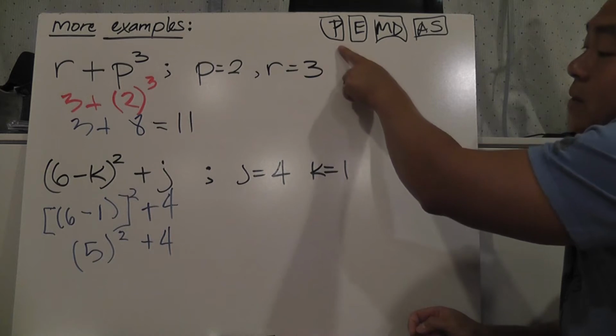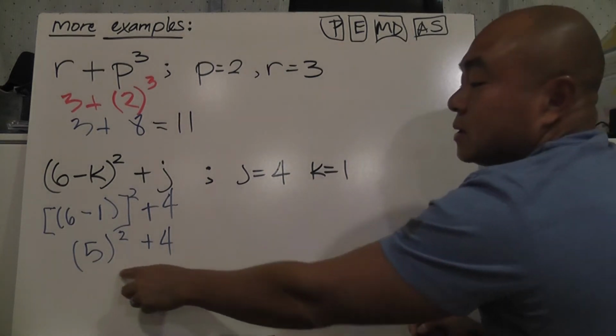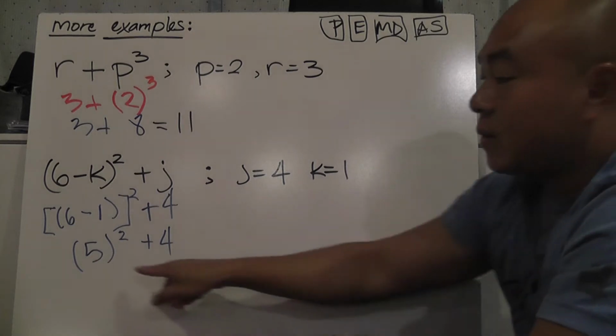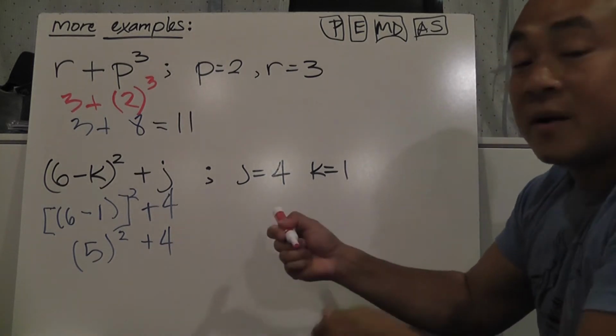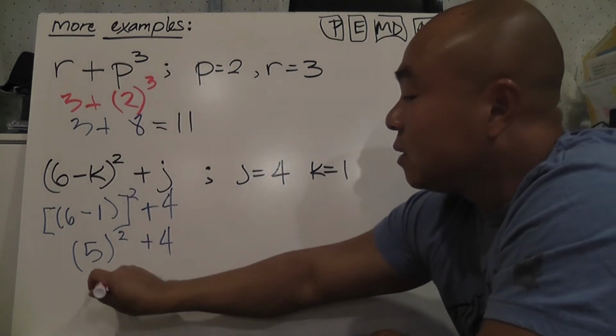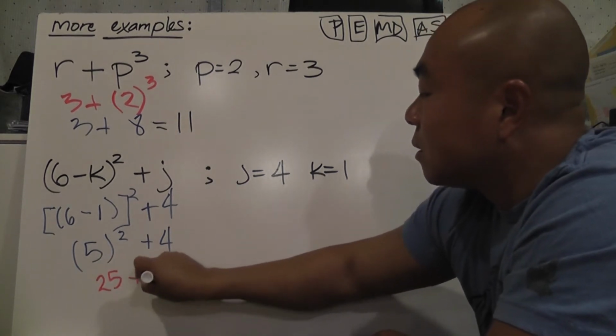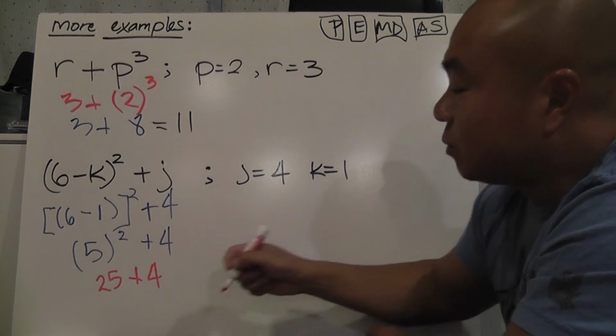So we've done parentheses. Now let's go ahead and see if we have any exponents. And I see that we have 5 to the second power. 5 to the second power means 5 times 5. That gives you 25. And then again, brought down plus 4.